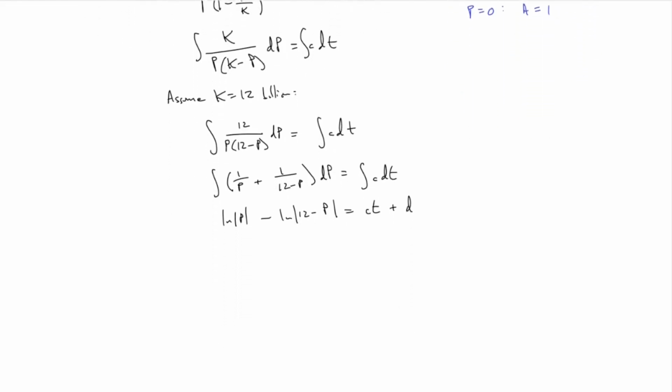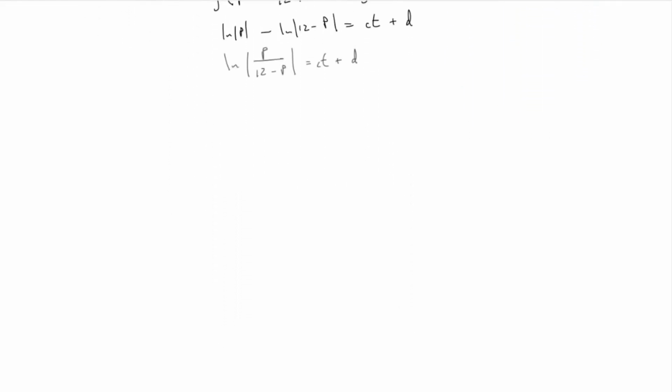And I'm going to make a little room. I can use the properties of logarithms to combine those two logarithms into the log of P divided by 12 minus P. And raising e to both sides gives us this expression here. And then it's the usual game. We write e to the Ct plus D as e to the Ct times e to the D. e to the D is just a different constant. I'll call it D. And that also lets us get rid of the absolute values, since D can be either positive or negative.